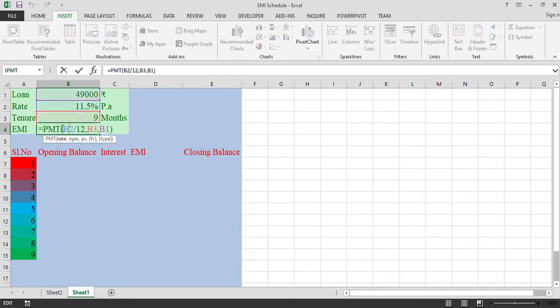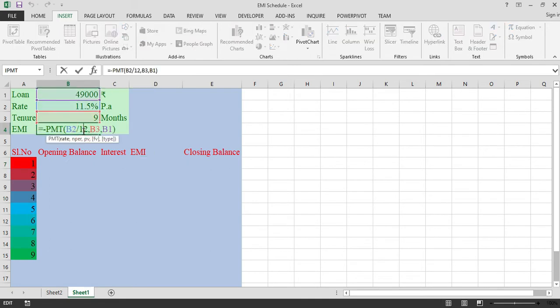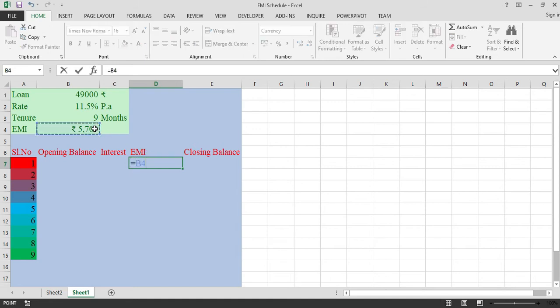The EMI is coming in as negative, so we will be putting a minus in front of the formula so that it comes as a positive value. So this is the EMI. EMI will be 5,708.64. Let us make this a round figure. So 5709. Our EMI will be 5709.